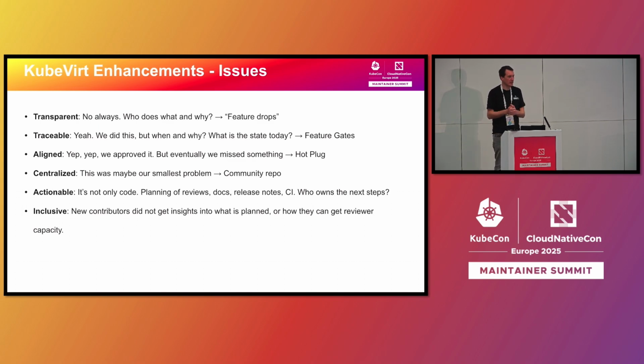For example, in hotplug, we started to contribute hotplug, and there are usually three main parts: compute, storage, and network. And while network and compute, like CPU and memory, aligned on a certain approach, storage did not notice it and went with something else. It's no blame, right? It's just that there was no alignment.